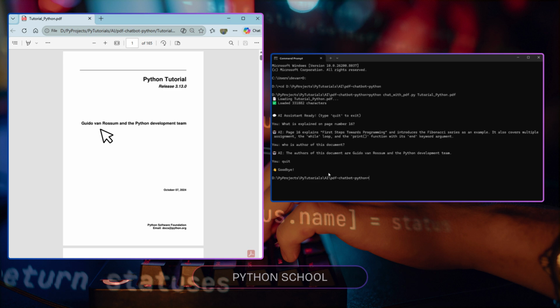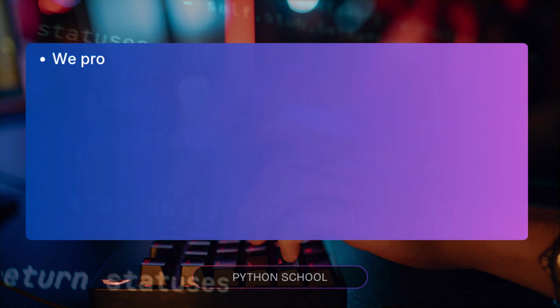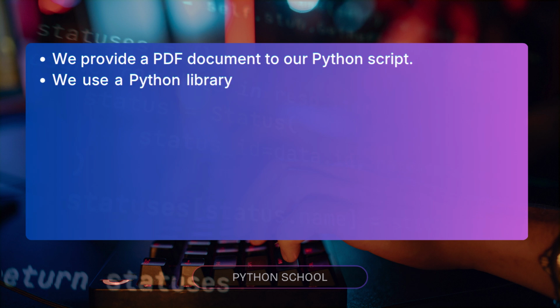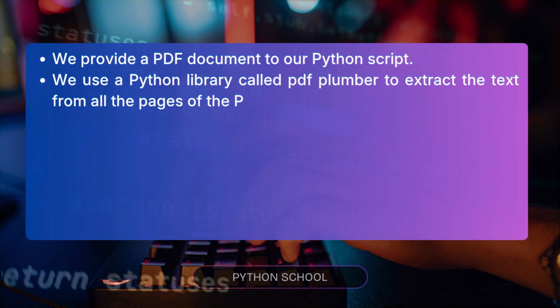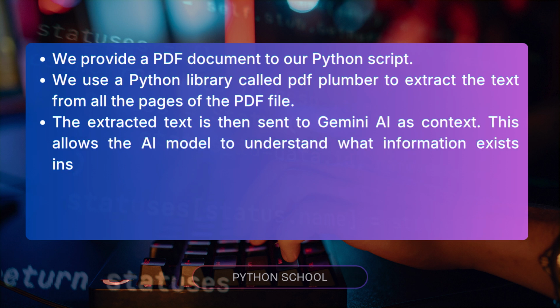Now before we jump directly into coding, let's quickly understand the logic behind how this system works. The process follows 4 simple steps. First, we provide a PDF document to our Python script. Second, we use a Python library called pdfplumber to extract the text from all the pages of the PDF file. Third, the extracted text is then sent to Gemini AI as context. This allows the AI model to understand what information exists inside the document.